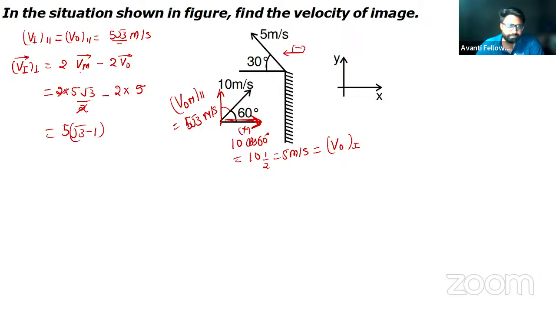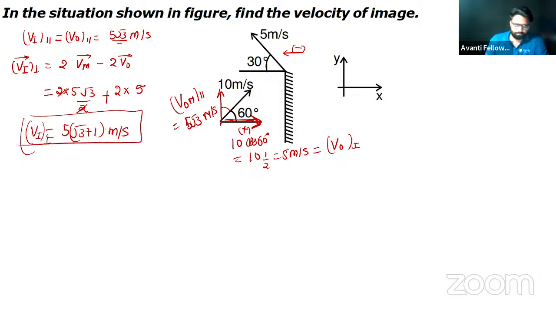देखो मैंने इस वेलोसिटी ऑफ मिरर को पॉजिटिव कंसिडर कर ली, 5 रूट 3 बाई 2. तो वेलोसिटी ऑफ ऑब्जेक्ट इसके ऑपोजिट है, तो मुझे इसे भी नेगेटिव कंसिडर करना पड़ेगा. इसका मतलब ये हो जाएगा प्लस. दिस विल बिकम 5 रूट 3 प्लस... मीटर पर सेकेंड। क्लियर है?